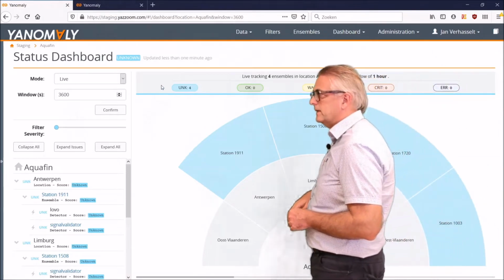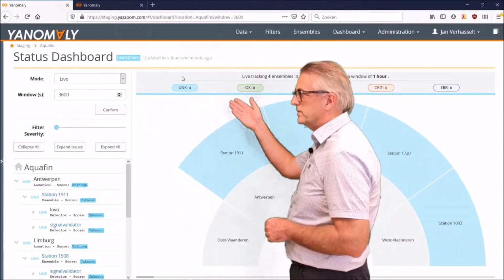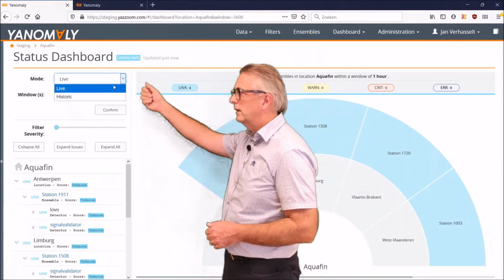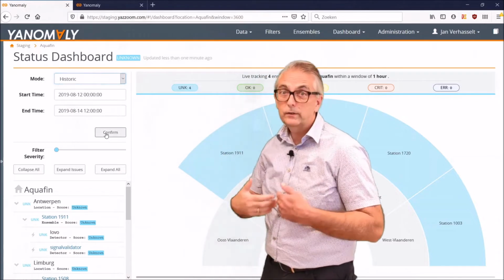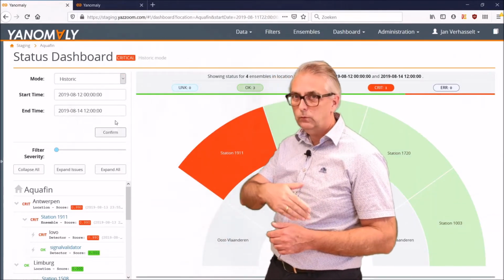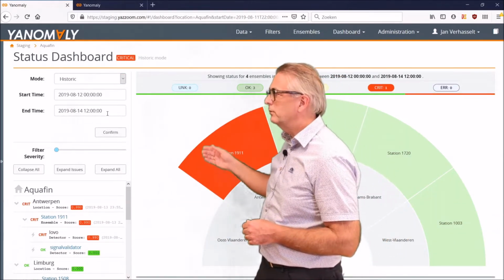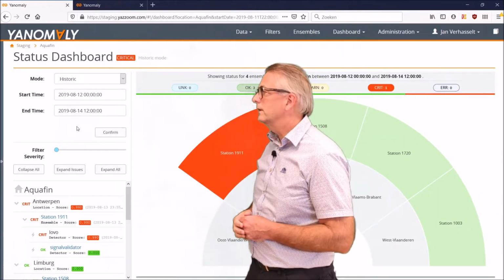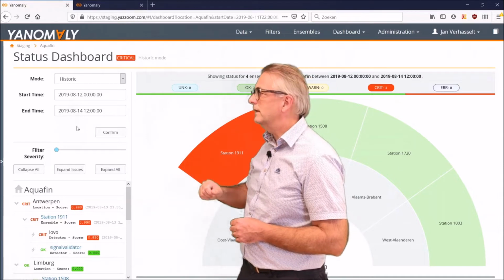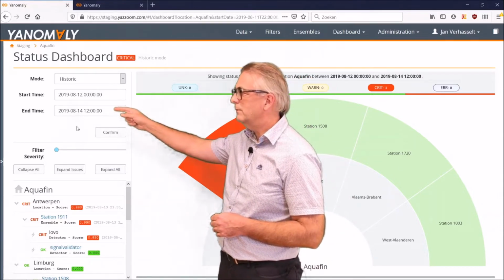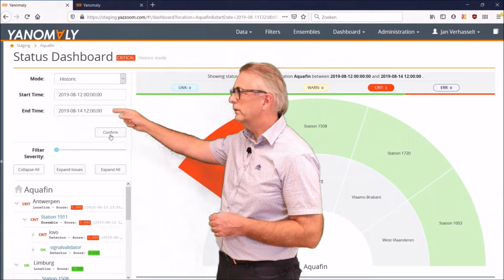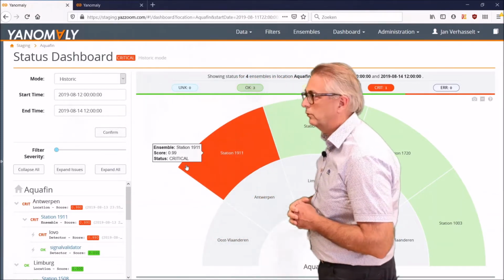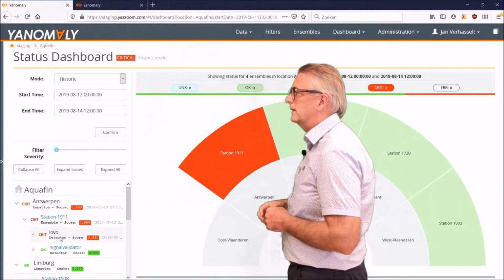In this case, you see that the status is blue, which is unknown, which is perfectly normal because I'm looking at the live view with the data of the last hour, but we're not streaming live data. So we have to look back in time to the moment when Aquafin delivered data to us, which is 2019. And here this is a particularly interesting case because at this time, 12 o'clock on 14th of August, there was a repair reported. So an intervention was reported on station 1911.